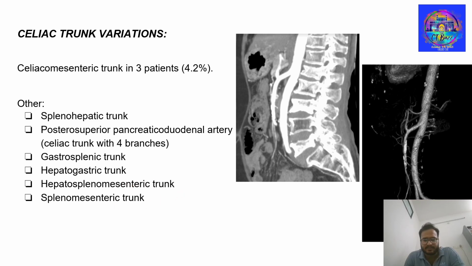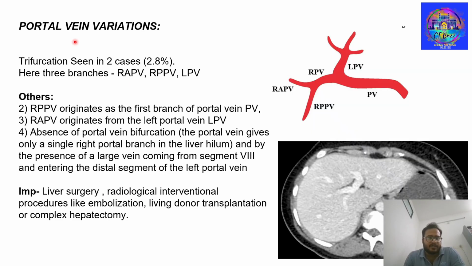Now coming to portal vein variation. Normally the portal vein divides into the right portal vein and left portal vein. The right portal vein further divides into the right anterior portal vein and right posterior portal vein. But the variation could be that the right posterior portal vein can originate as the first branch of the portal vein instead of the right portal vein. The right anterior portal vein can also originate from the left portal vein. Absence of portal vein bifurcation can also be seen. The importance, again, is the same: it is used in liver surgeries or radiological intervention procedures like embolization or donor transplantations.